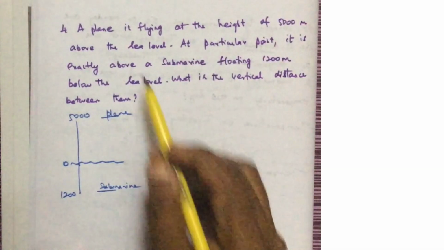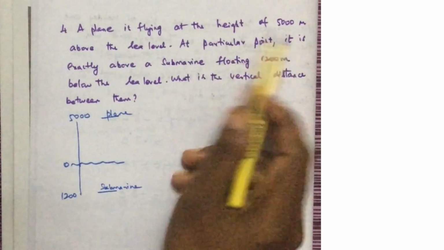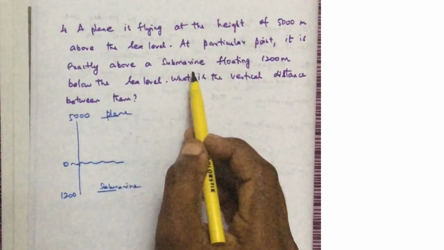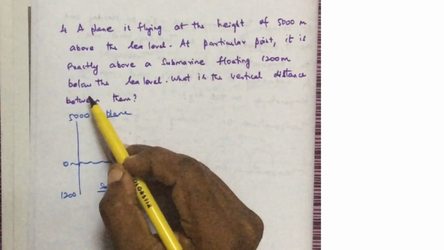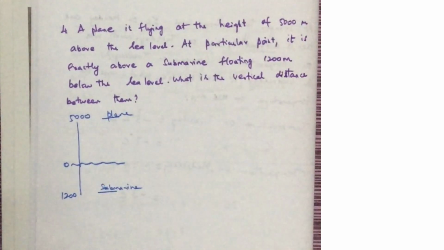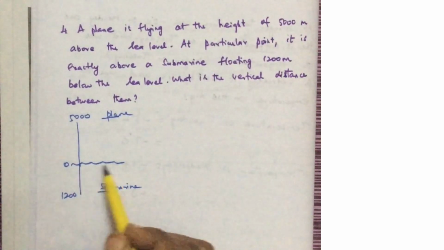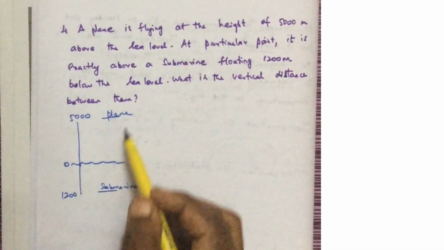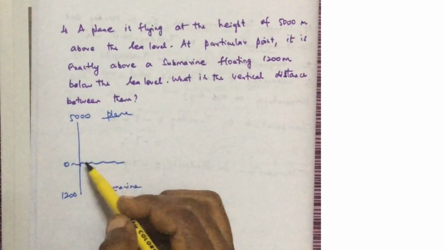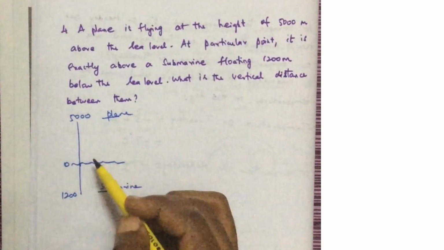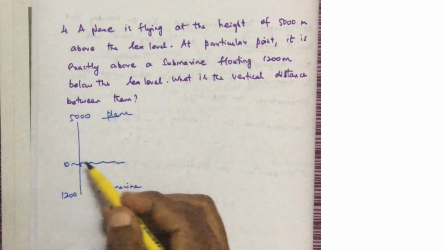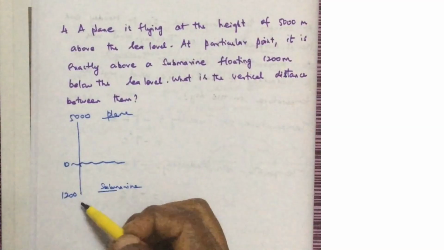Next problem. A plane is flying at a height of 5000 meters above sea level. At a particular point it is exactly above a submarine floating 1200 meters below sea level. What is the vertical distance between them? So this is 0, the sea level. There is a flight flying here which is 5000 meters above. From here to here the distance is 5000 meters. From here to here the distance is 1200 meters.